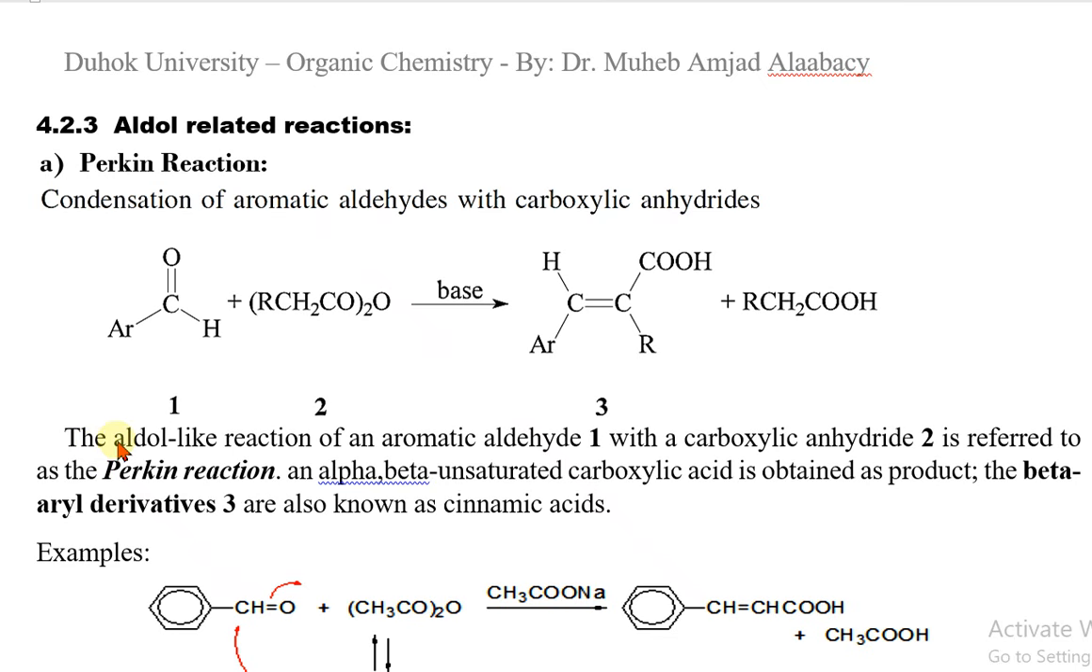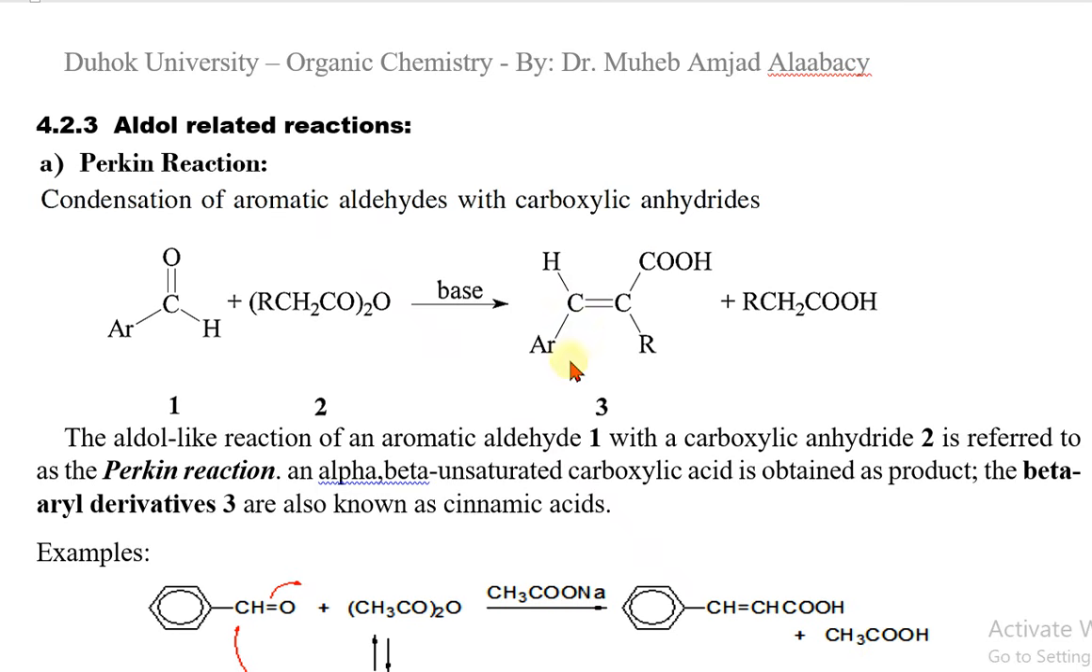So the aldol-like reaction of aromatic aldehyde 1 with carboxylic acid anhydride is referred to as the Perkin reaction. This reaction of an aromatic aldehyde with an anhydride is called the Perkin reaction, and an alpha beta unsaturated carboxylic acid will be obtained. The beta aryl derivative 3 is also known as cinnamic acid.